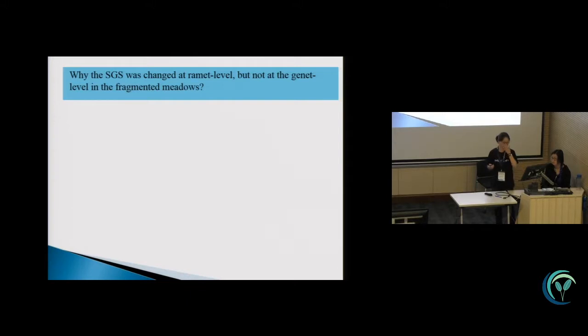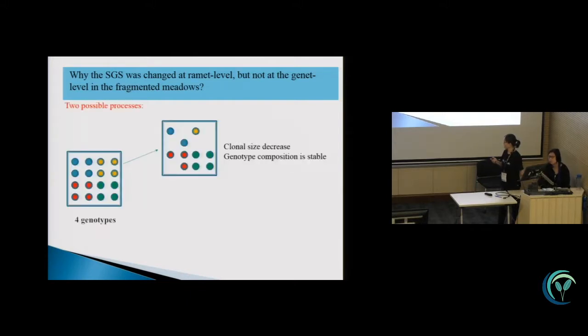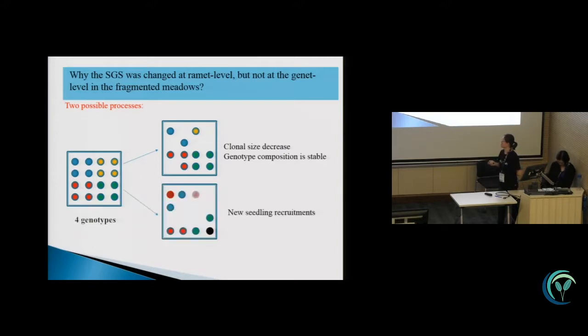We suppose two possible processes. First one, fragmentation may decrease the size of the genotypes, but the genotype composition was not changed. Another process is that fragmentation may decrease the genotype number, but after fragmentation, maybe there is still seedling recruitment in the gaps.